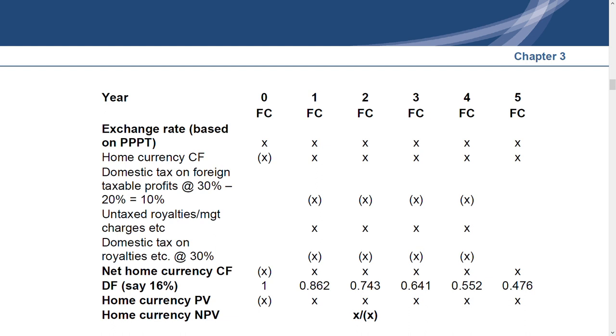Then you get your net home currency cash flow. Then discount using your home currency discount factor, let's say 16%. Get the present value and then the net present value, positive or negative. It's a little bit too much, but you need to practice lots of questions on it. One question is not enough. Two questions is not enough. I would say 5, 6, 7, 8, whatever.